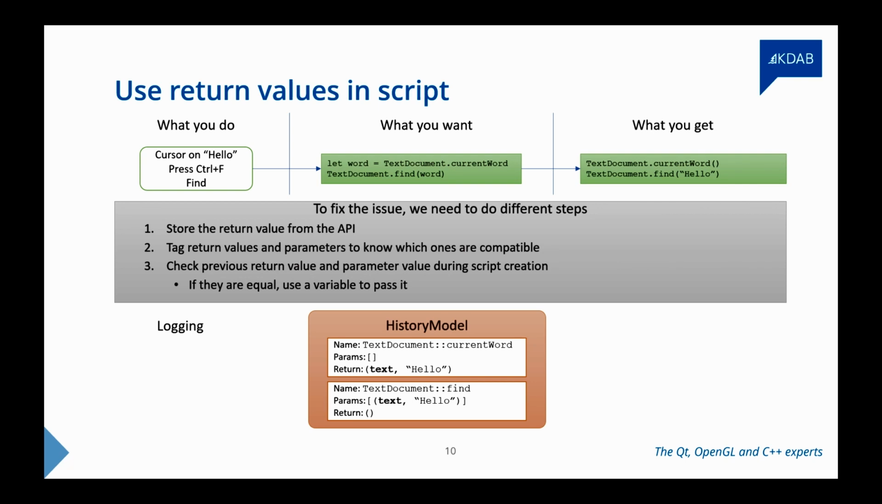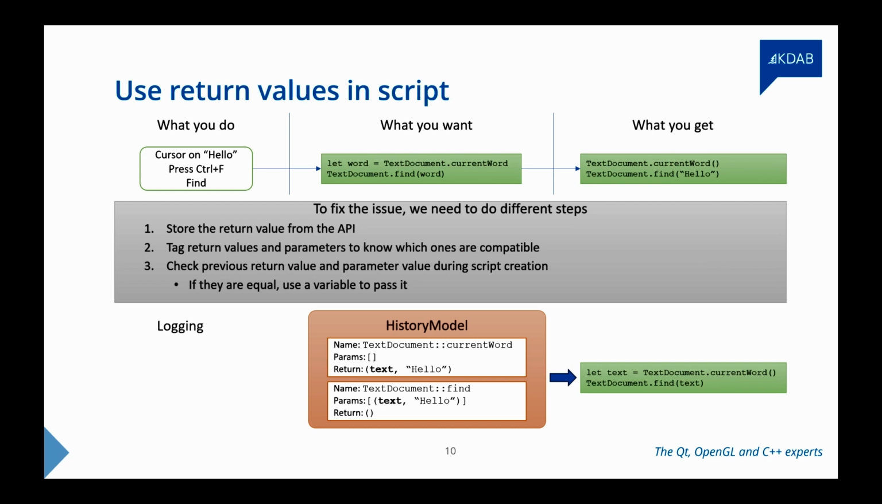And during the script creation, the first line here, the current word, then we store this in a variable, and we call it text, because it's easy. And for the next line, we are looking. So I have a parameter. My parameter has the tag text. Do I have a return value that has the tag text? Yes, we do. Cool. Can we use it?